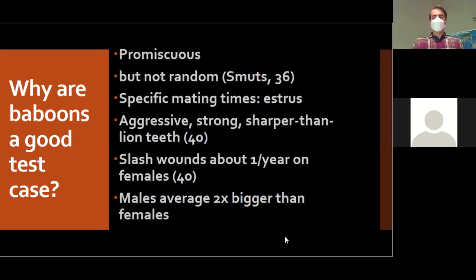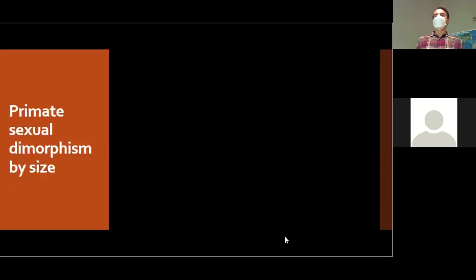So again, we're going to pause here. Remember, I'm taking this article as a way to think about different aspects of primate life and locate these baboons in terms of how they match up to other primates. I just want to go over some primate sexual dimorphism by size. You can do sexual dimorphism in different ways, but this is simply by body size.